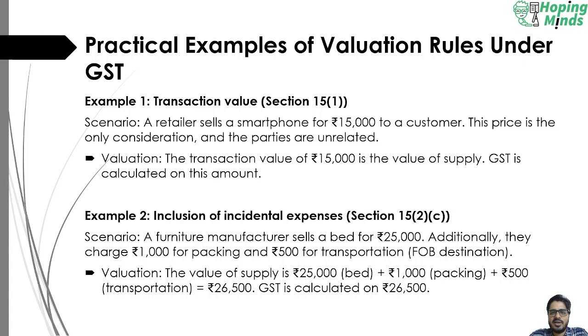Next we have inclusion of incidental expenses. A furniture manufacturer sells a bed for rupees 25,000. Additionally, they charge rupees 1,000 for packing and rupees 500 for transportation. This is FOB destination, free on board destination. Then the valuation will be done like this: the value of supply is 25,000, that is the price of the bed, plus rupees 1,000 for packaging, plus rupees 500 for transportation. The total price comes to rupees 26,500 and GST has to be paid on rupees 26,500.